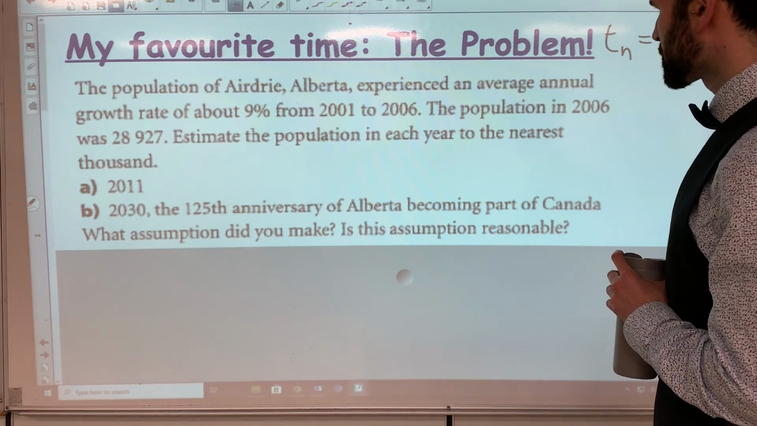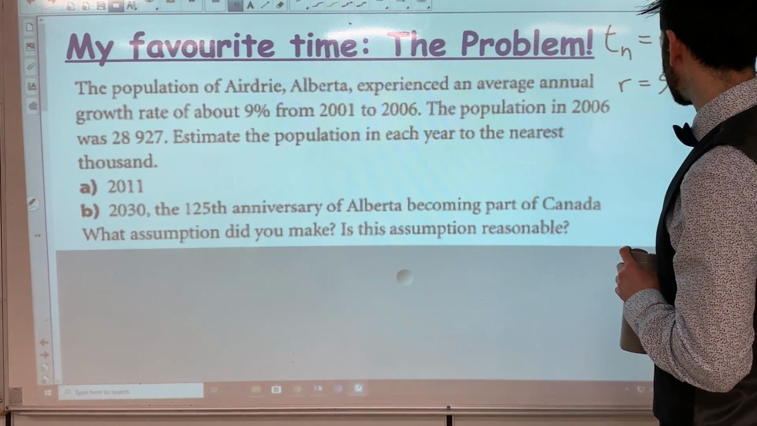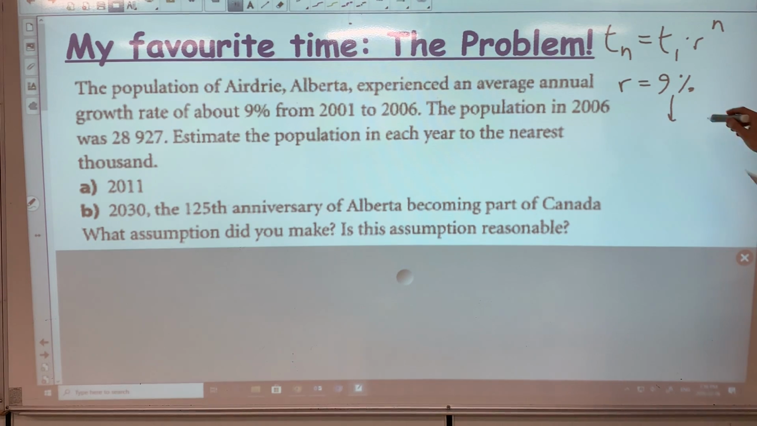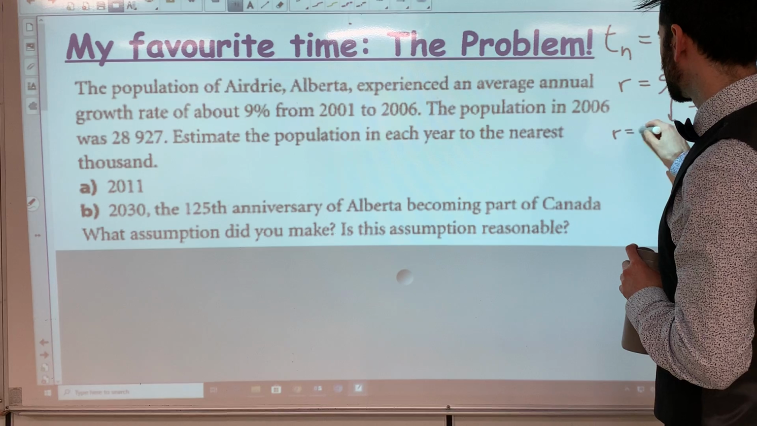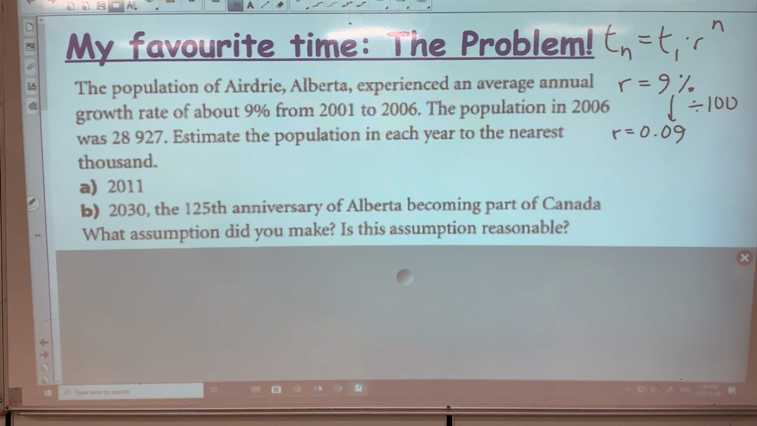So what do we got? A growth rate of 9%. If you have a percentage as your growth rate, you need to turn it into a decimal when you plug it into the formula. So one of the first things you're going to do is divide by 100. So you would plug in 0.09. If you plug in 9, you're going to have really weird numbers. So anytime you see a percent and you're using it in a calculation, divide by 100.